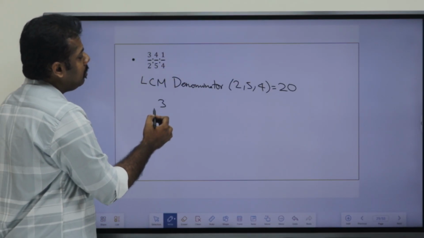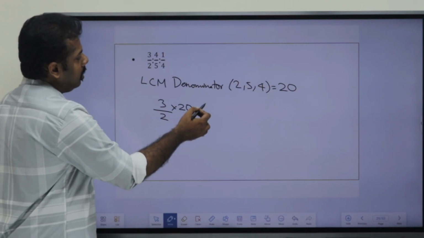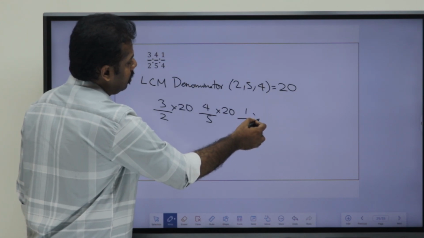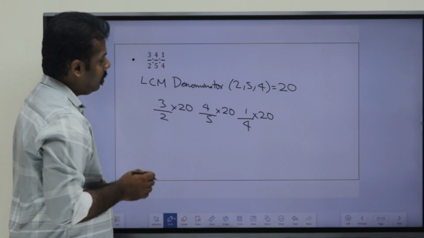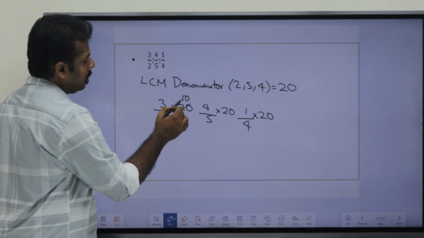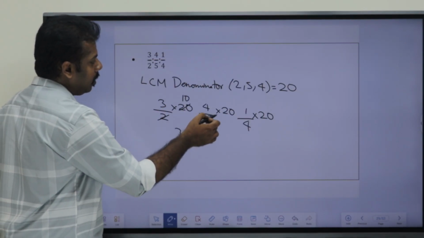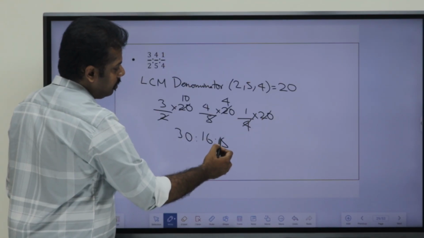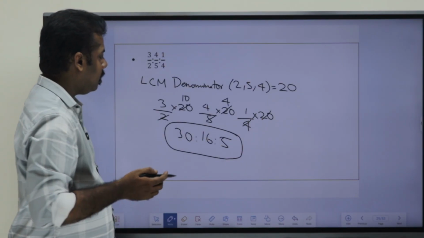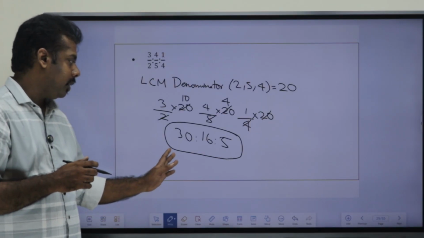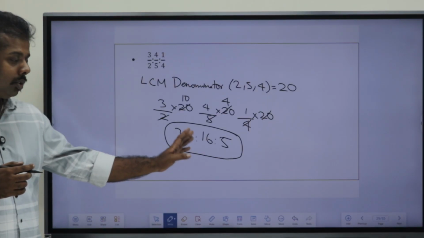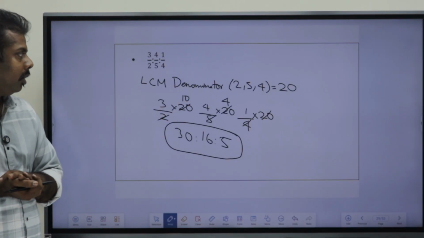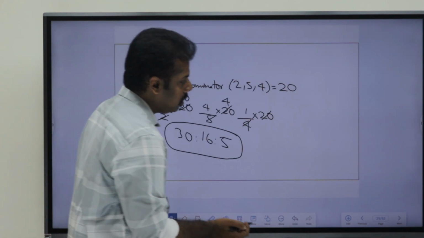So that is 3 by 2 into 20, 4 by 5 into 20 and 1 by 4 into 20. So what are we going to get here? We are going to get 30 here. Here we are going to get 16. Here we are going to get 5. So if you convert it into a ratio in whole number form, the answer we are getting is 30 is to 16 is to 5. I hope that you got the concept now. I think we can now move to the next question here.